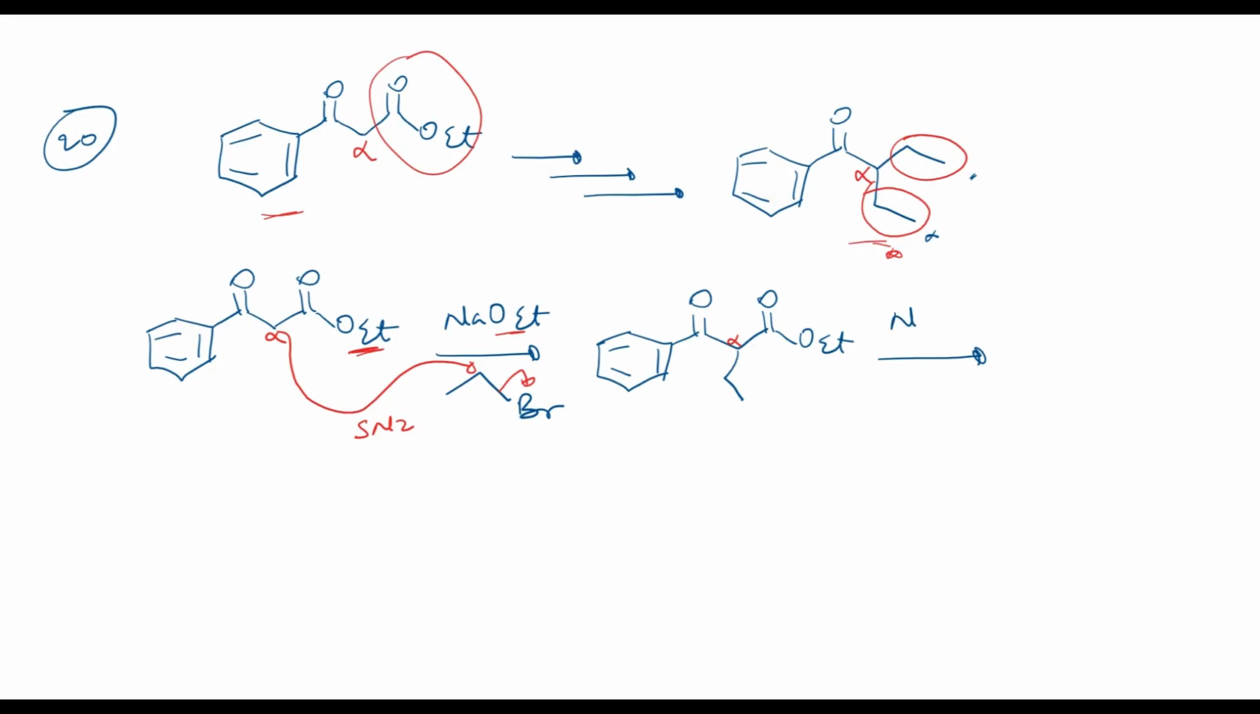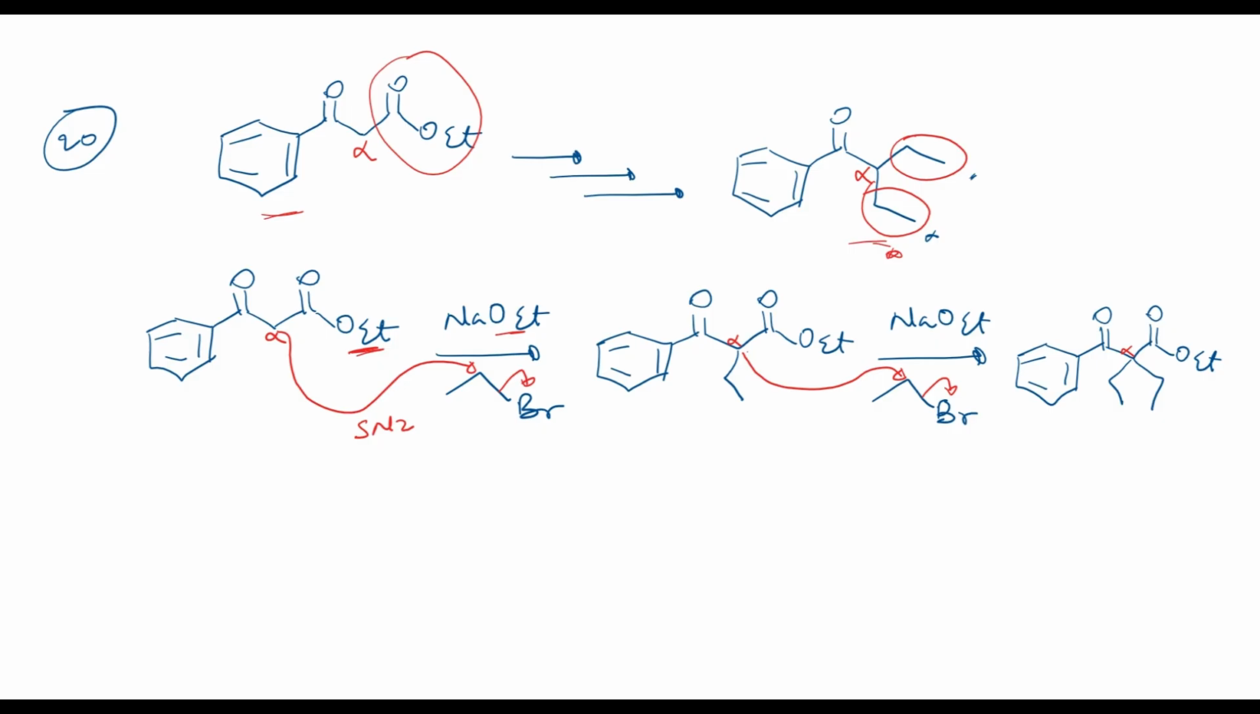So we're going to repeat this process twice, use this base, sodium methoxide, and then we're going to use this alkyl halide. Again, the base will deprotonate this alpha carbon, and that alpha carbon is going to make a bond with this electrophilic carbon of the alkyl halide and kick out the bromo group. Now we have two ethyl groups attached to that alpha carbon.